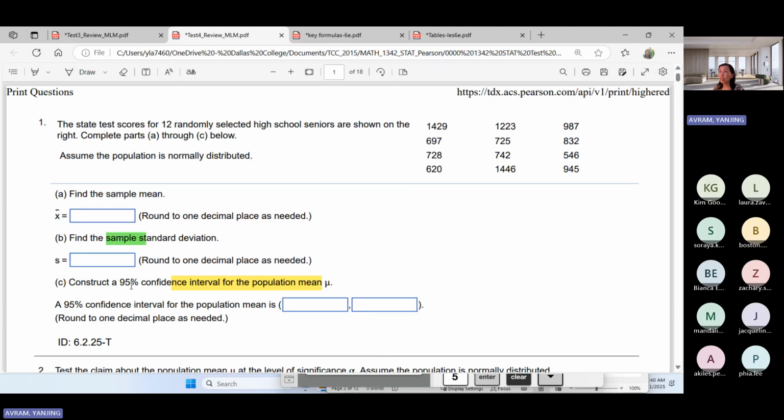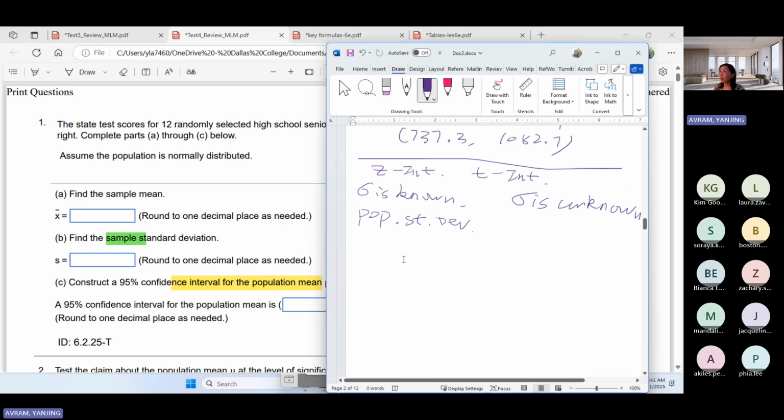Do I use the Z interval or do I use the T interval? Similar in chapter 7. So chapters 6 and 7 have something in common here, Z and T. The condition is the same. If you do chapter 6 well, you can do chapter 7 well, because they follow the same condition. The way you find the Z interval is when sigma is known, population standard deviation is known. The way you use the T interval is when sigma is unknown.